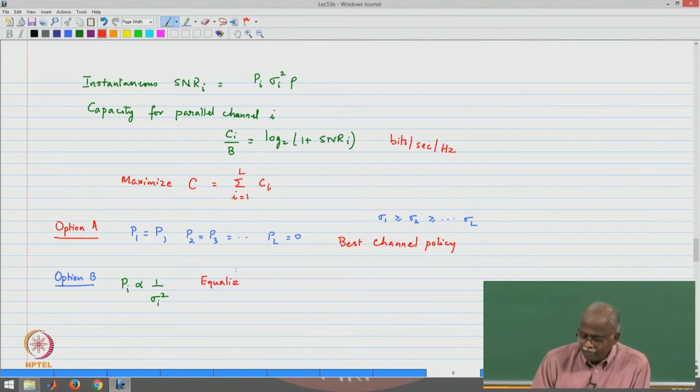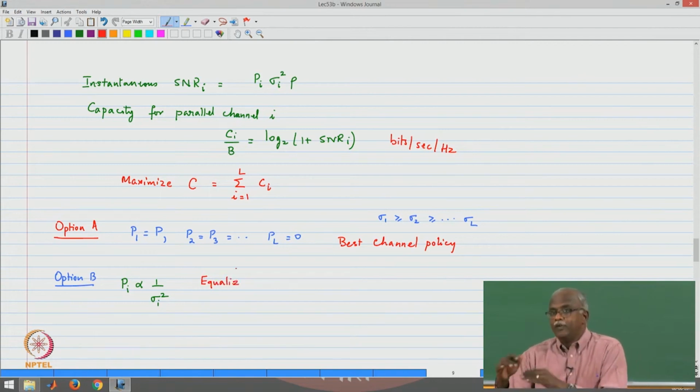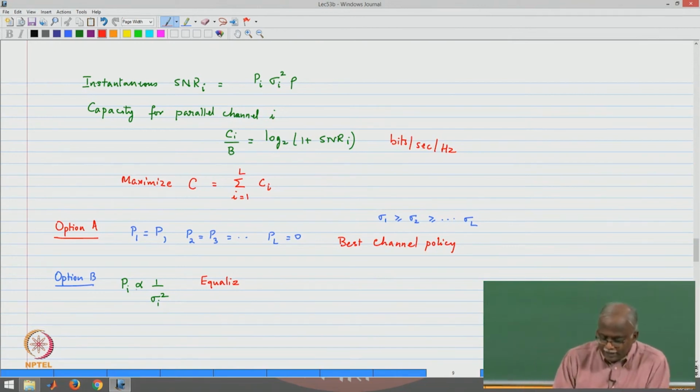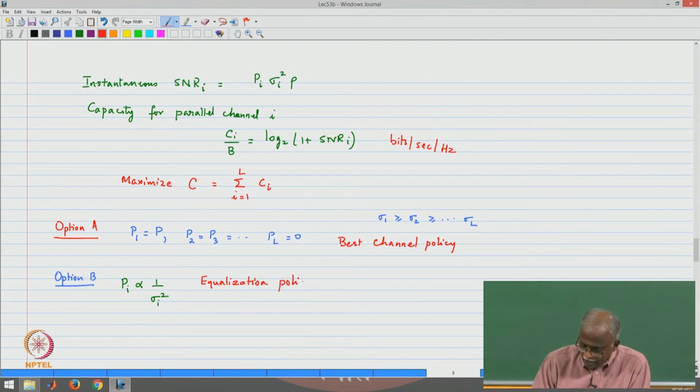You are trying to make each of the channels behave the same way. The channel has inherently a gain sigma I squared. You are trying to compensate for it by adding less or more power, so that the gain of the channel is cancelled by the allocation of the power. So, this is an equalization strategy or equalization policy. And again, there are advantages and disadvantages.